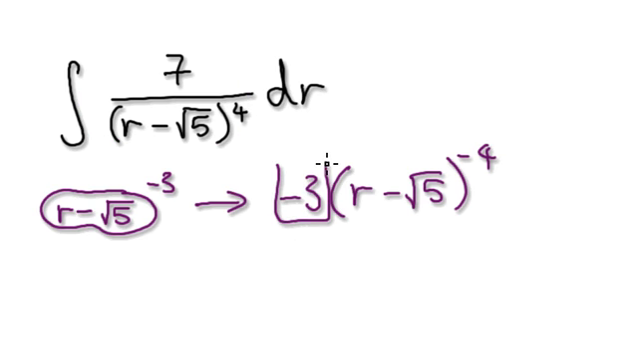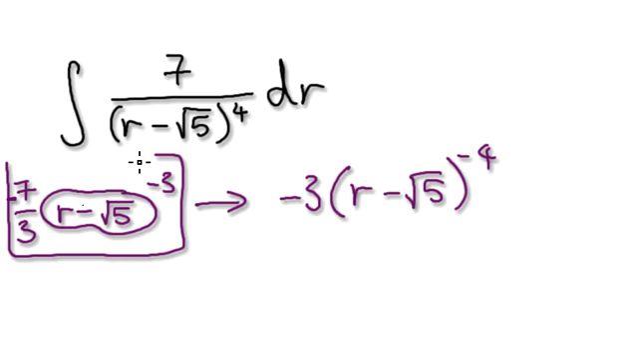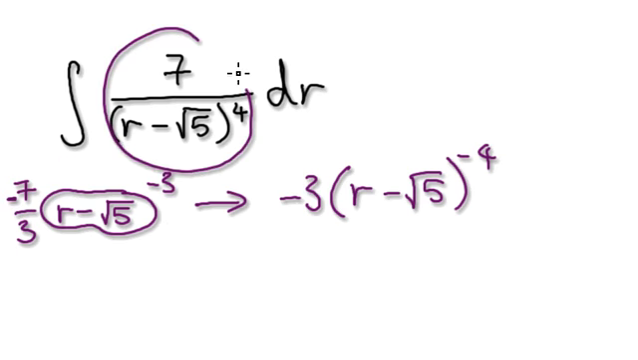But we don't want this minus 3. We want the 7 instead. Let's negate this. If we negate that minus 3, we will negate that minus 3 there. But then we want to times it by 7 to create this 7 here. So times 7 there. When you differentiate this, it will give you this.